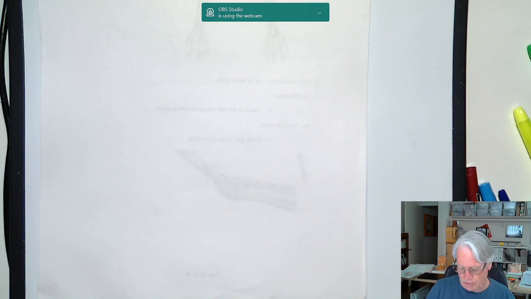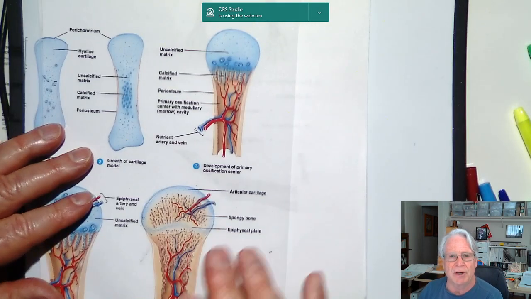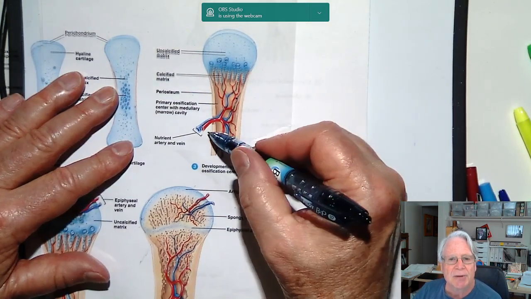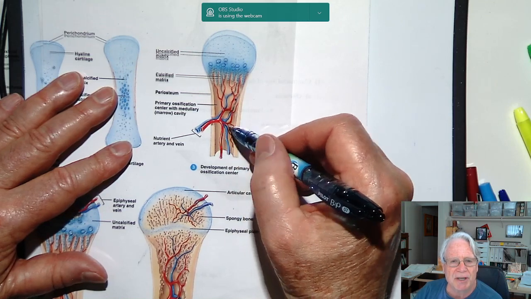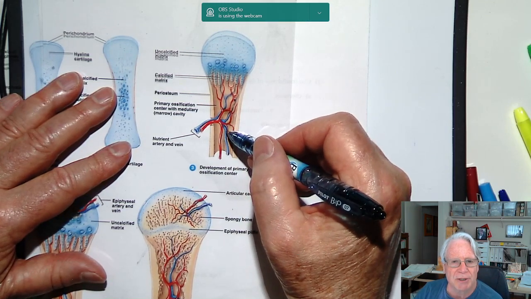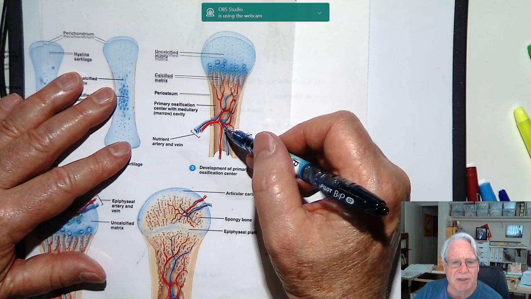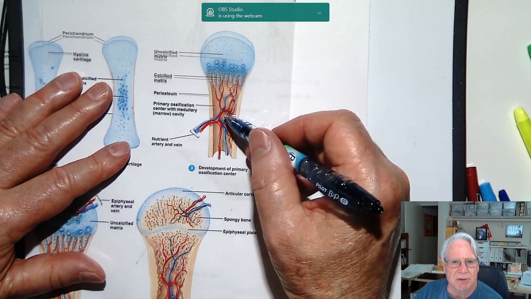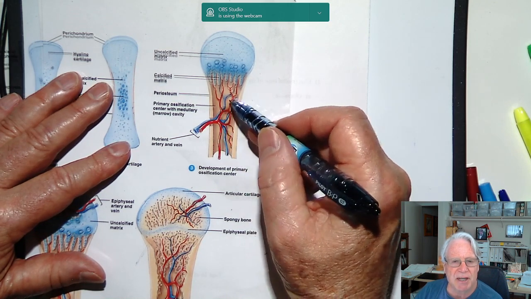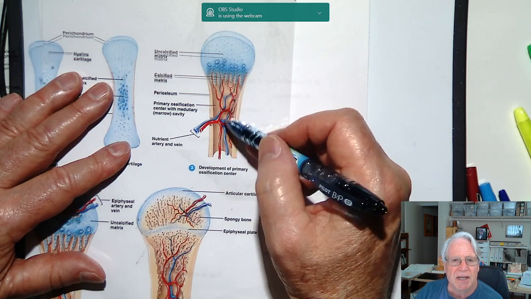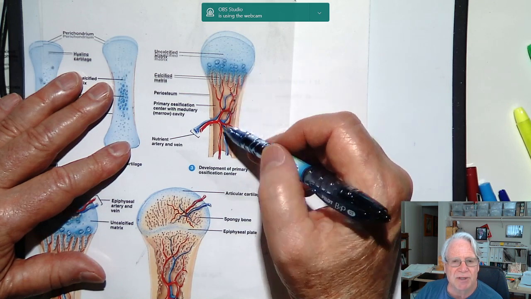So what we have so far is this process. We had that nutrient artery penetrate the bone collar, begin to remove calcified material, replace it with spongy bone. The spongy bone is itself broken down, leaving behind this cavity, and that process continues towards the end.